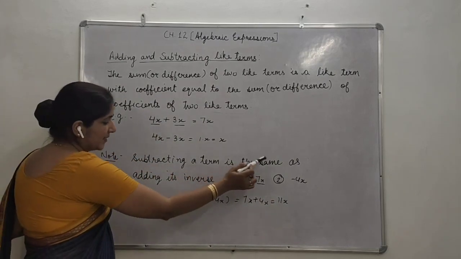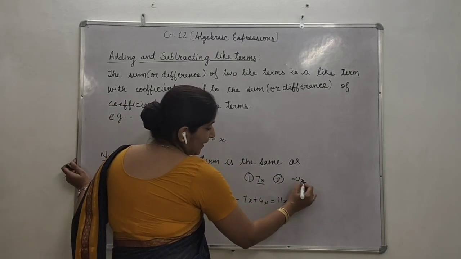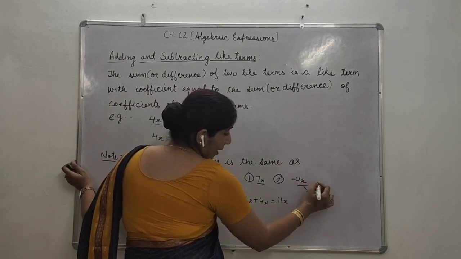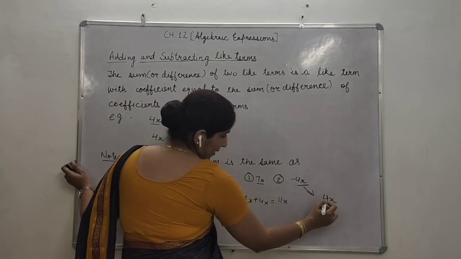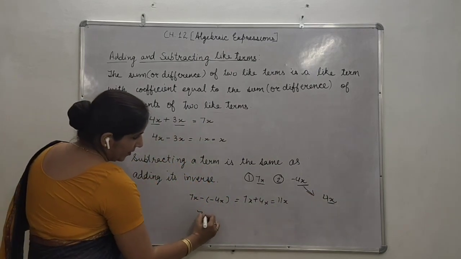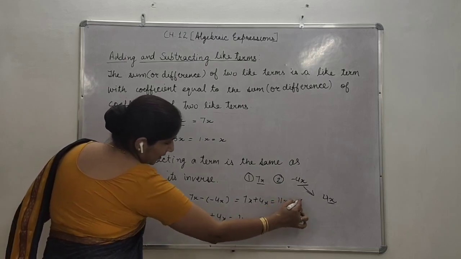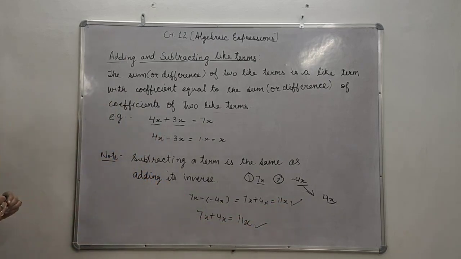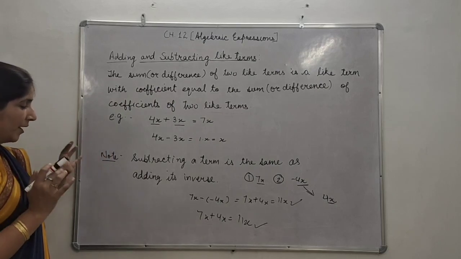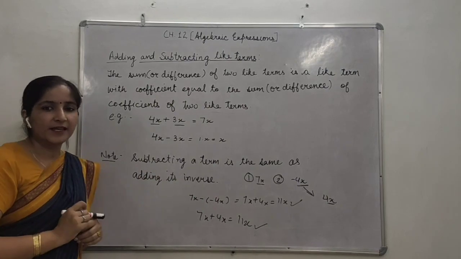Subtracting a term is the same as adding its inverse. So we can add its inverse. The inverse of minus 4x will be 4x. So if we add its inverse to this, the result will be the same. The answer is 11x. You can see that in both cases the result is the same. So you need to keep this point in your mind always: subtracting a term is the same as adding its inverse.